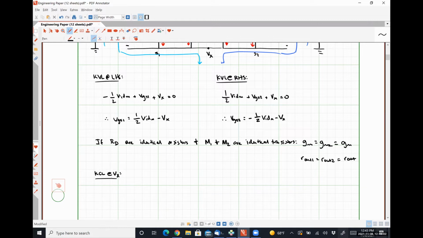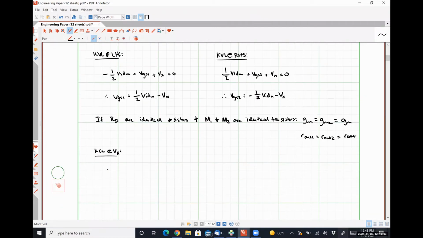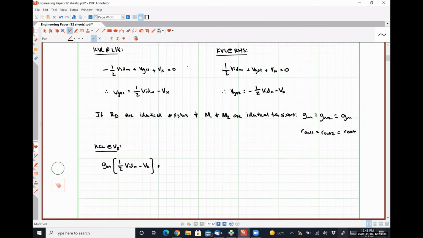And so what that gives me is GM times VGS1, which we know to be 1/2 VIDM minus Vx, plus (VODM1 minus Vx) divided by ROUT, plus (VODM2 minus Vx) divided by ROUT, plus GM times VGS2, so negative 1/2 VIDM minus Vx. All of this together looks like 0.